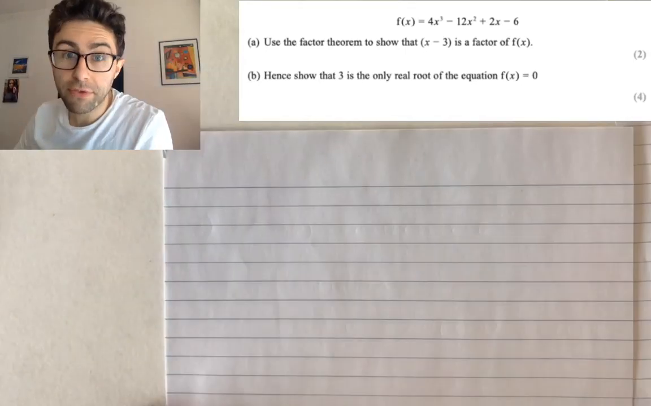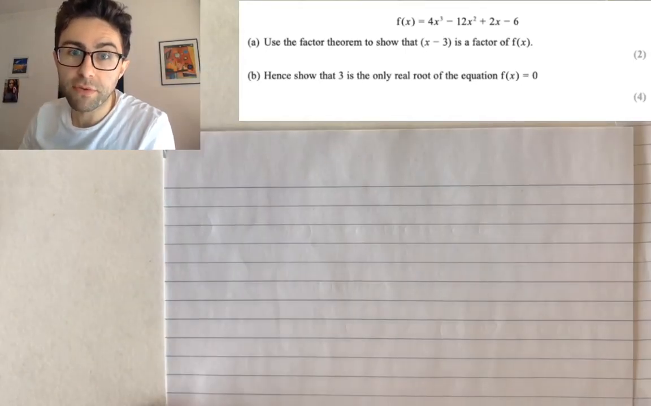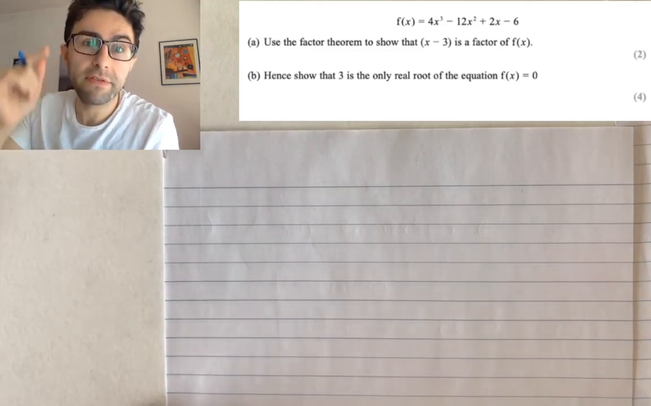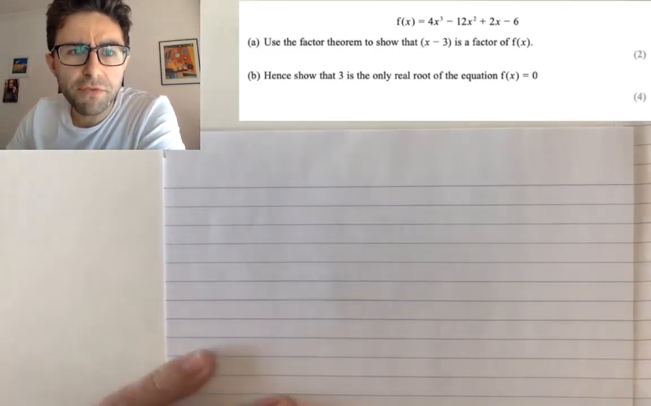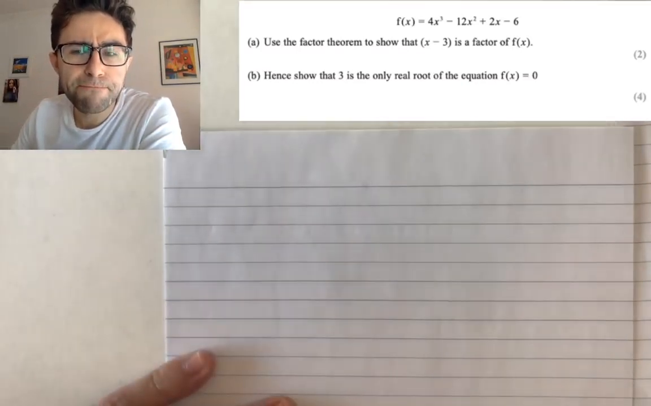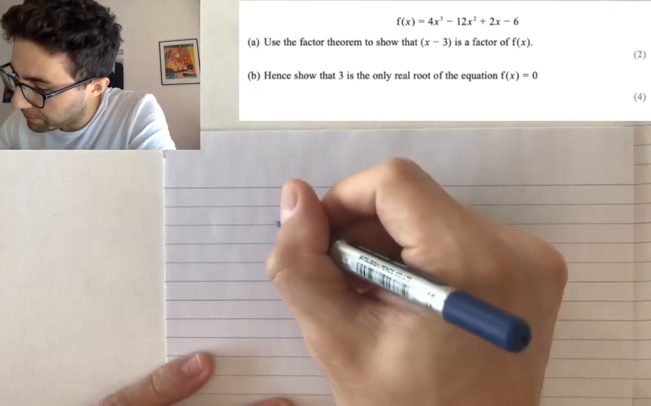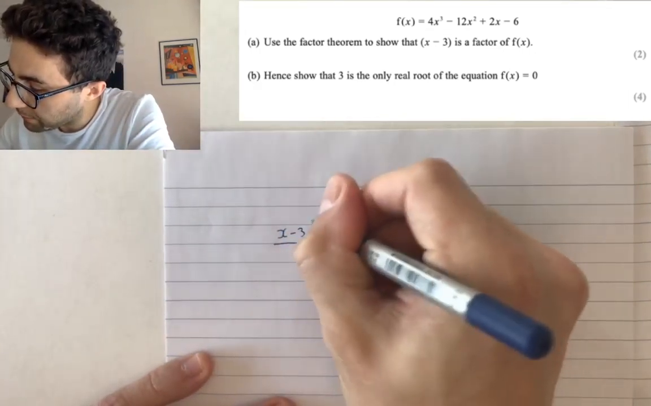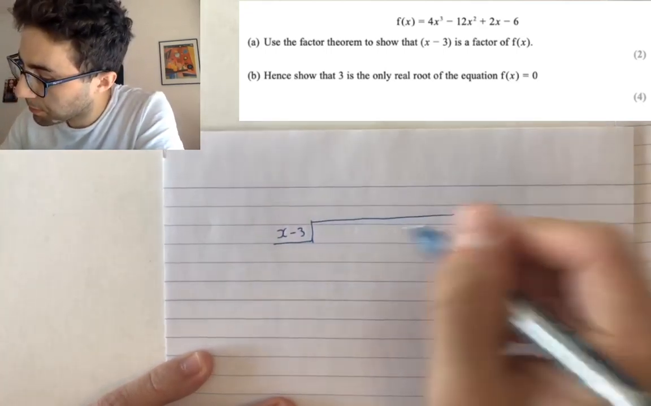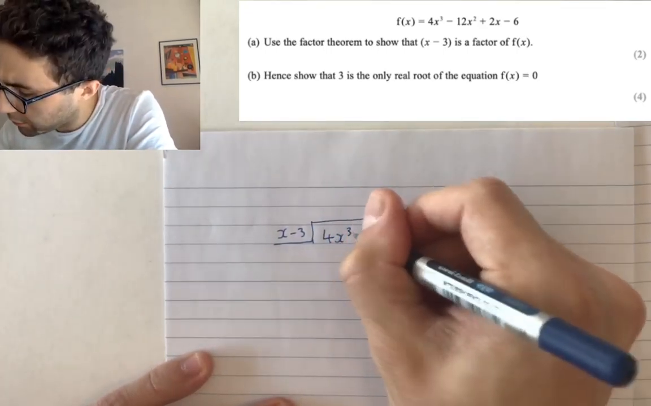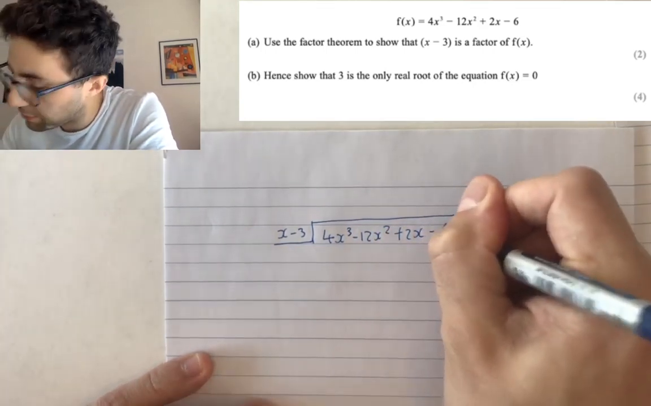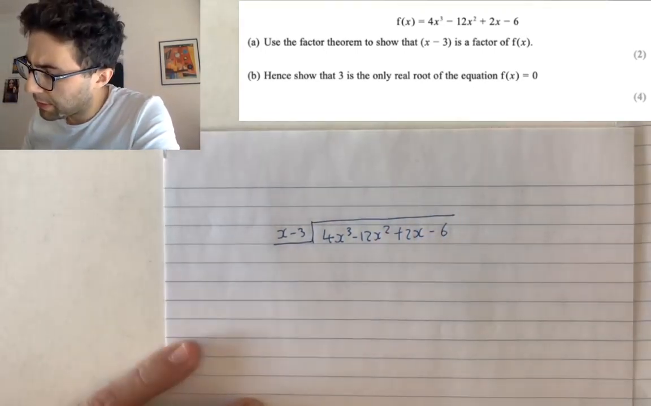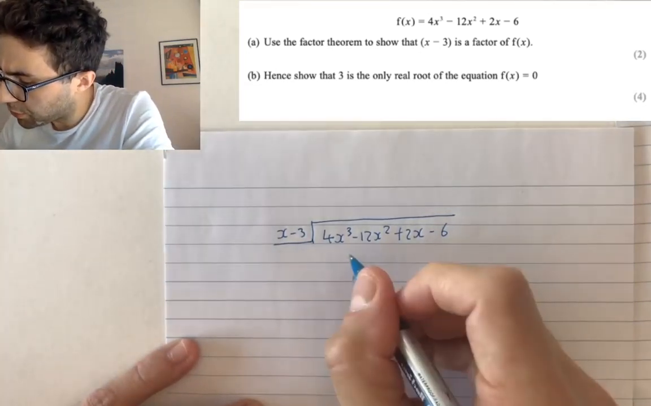Hence, show that 3 is the only real root of this equation. Fascinating stuff. Always with these questions, you're going to find the factor and then divide it through the full function. Let's show you what I mean. x minus 3 into 4x cubed minus 12x squared plus 2x minus 6.